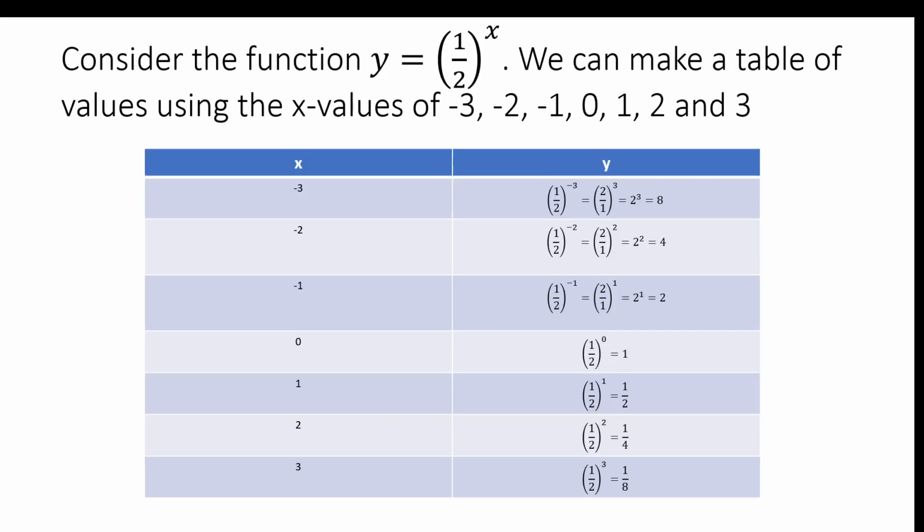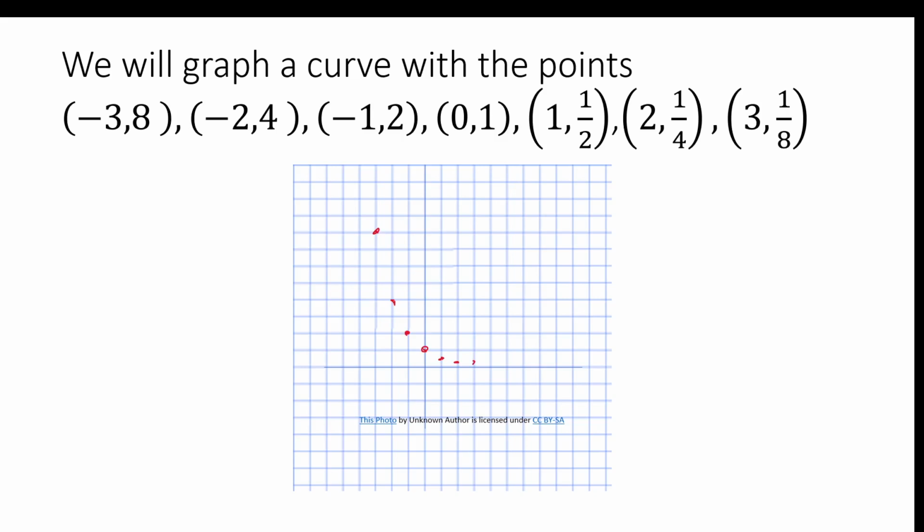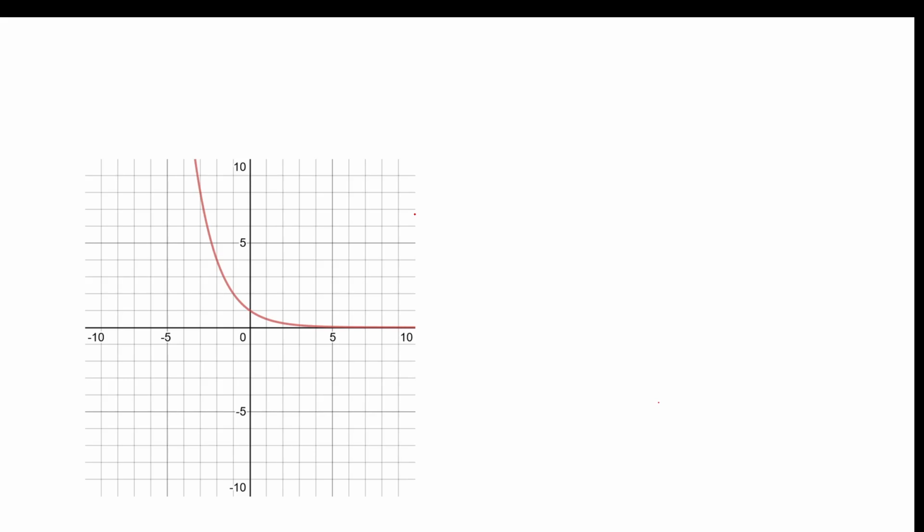Now, what if we have the function y equals 1/2 to the exponent x? Well, just to show you, 1/2 to the exponent -3 is the same as 2 over 1 to the exponent 3, which is 2 cubed, which is 8. What ends up happening is we actually have the same values in our y column that we had when we did 2 to the x, but they're in the opposite order. So we get points like this, and after we plot those points and draw a graph to the best of our abilities, it looks something like that.